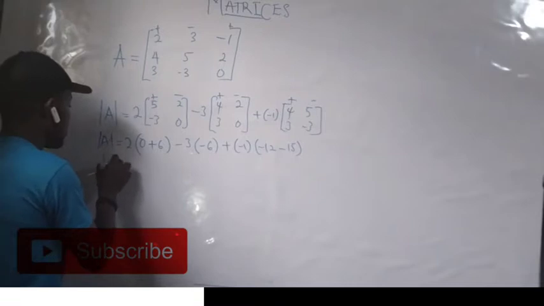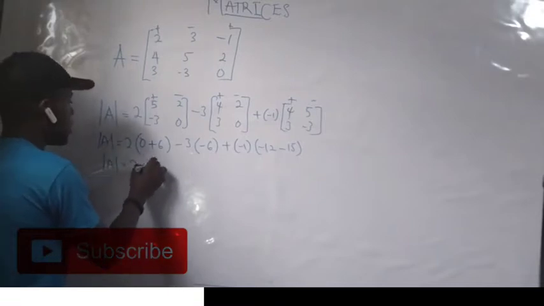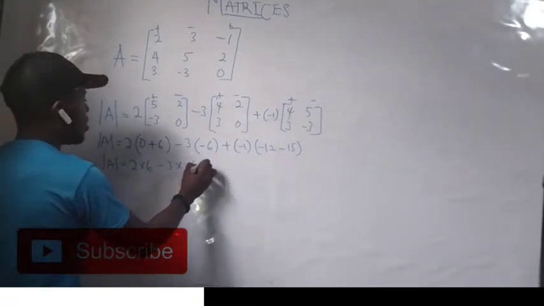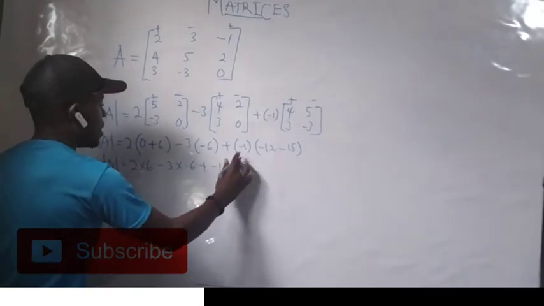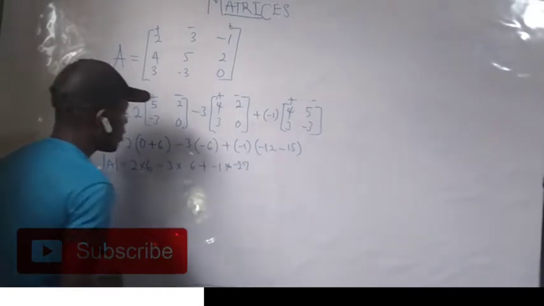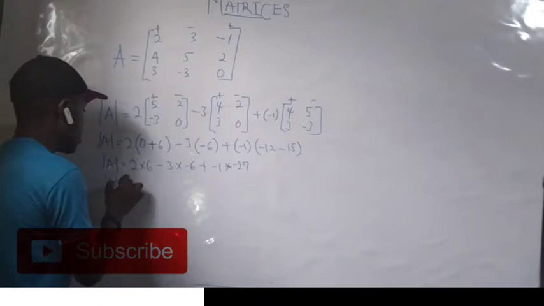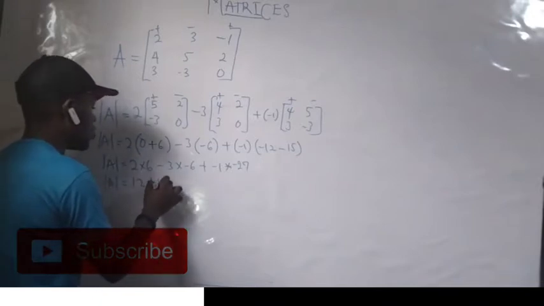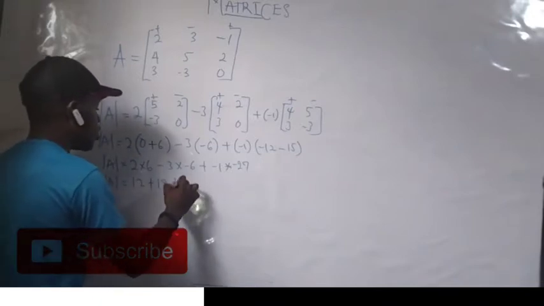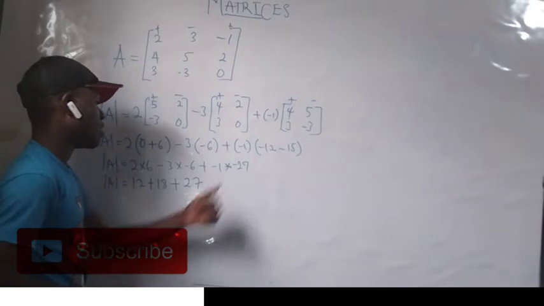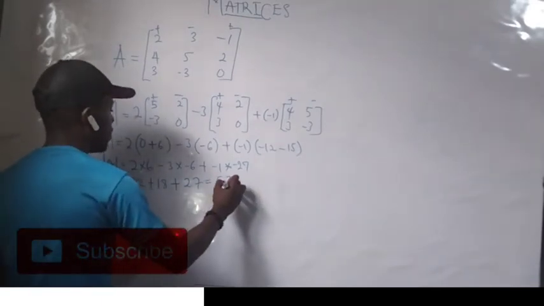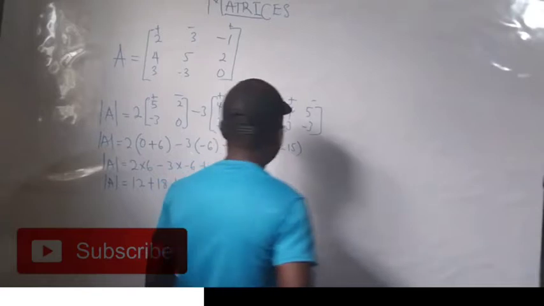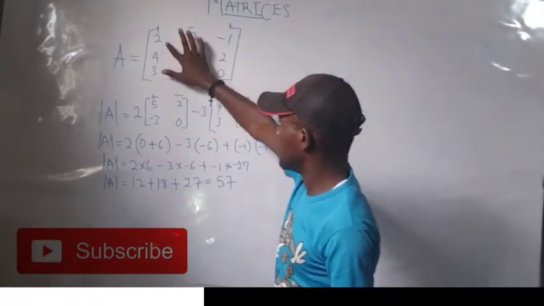So I'm going to have matrix A equals 2 times 6, minus 3 times minus 6, plus minus 1 times minus 27. On that note, I have matrix A to be 12 plus 18 plus 27 as well. So when I add this up, I have it to be 57.